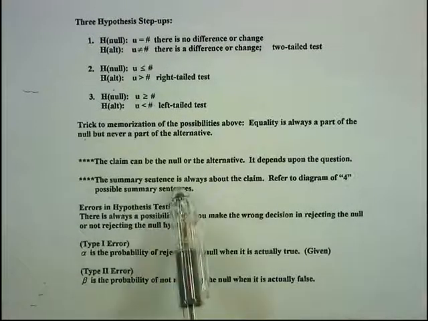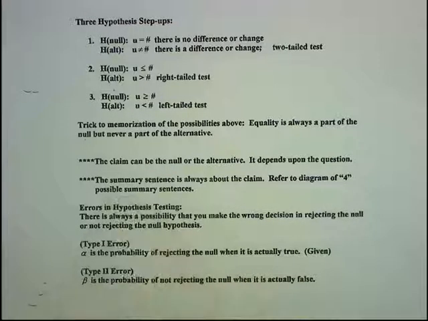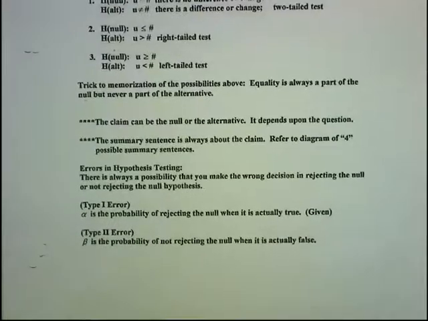The summary sentence is always about the claim, and there is a diagram that shows you the 4 possibilities of the summary sentence. Even though we go through the 5 steps of hypothesis testing correctly, and I like to tell the students that you receive a grade of 100 or A++++, there's always a possibility that you make a wrong decision in rejecting the null or not rejecting the null hypothesis. Here are those types of errors.